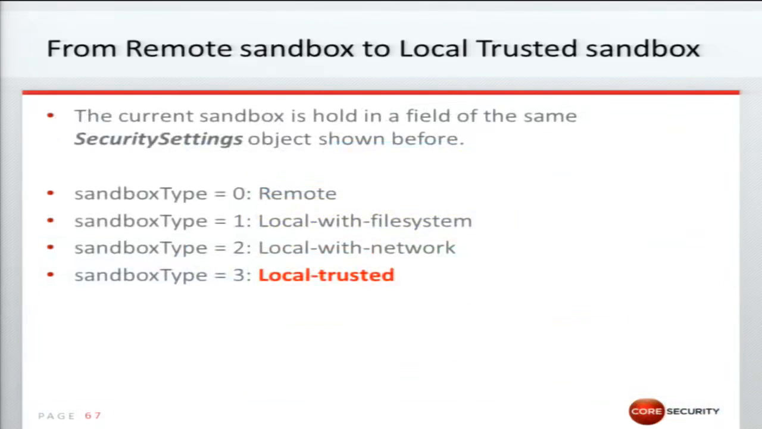So this field can contain 4 different values, meaning 4 different sandbox types. 0 means remote, 1 is local with file system, 2 is local with network, and 3 is local trusted. So our goal here is to override this DWORD located at offset 4 of the security settings object with a value of 3, right?